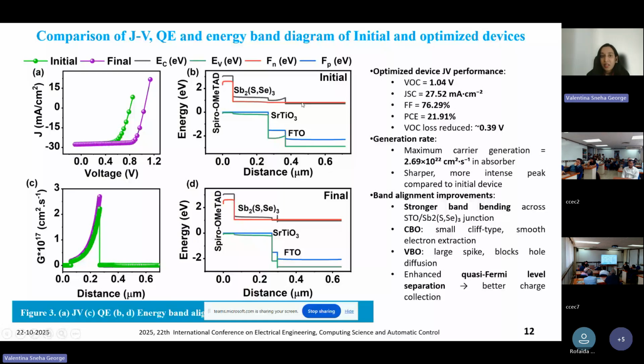And further, we have extracted the energy band diagram before and after optimization. From the optimization, we can see that there is a small cliff type barrier observed in the conduction band offset, which enhances smooth electron extraction. Also, from the valence band, we can see a large spike that blocks the hole diffusion into the ETL. Hence, also from the Fermi levels, we can see the quasi-Fermi level separation, which collectively enhances the charge collection.